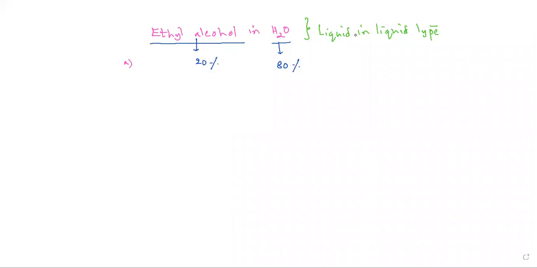Then, you know, this is the solute and this, of course, is the solvent. Now, when you consider the same thing in, say, a different way, like 80% of this, 20% of this. In this case, this one becomes a solute and this one becomes solvent.